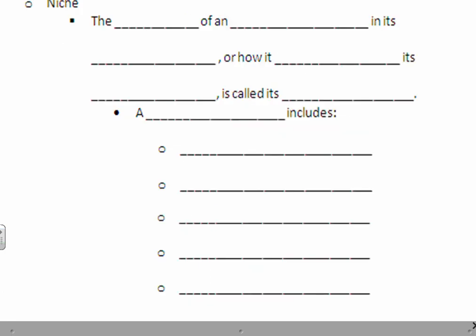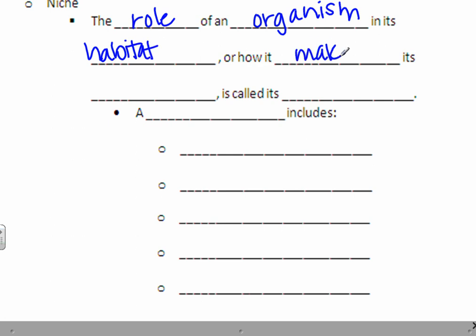Okay, let's move on to the next part. The next part we're going to talk about is a niche. Niche rhymes with snitch. And the niche is the role of an organism in its habitat, or how it makes its living. So that's called its niche. And a niche is a special role that these organisms play so that they can live and survive.